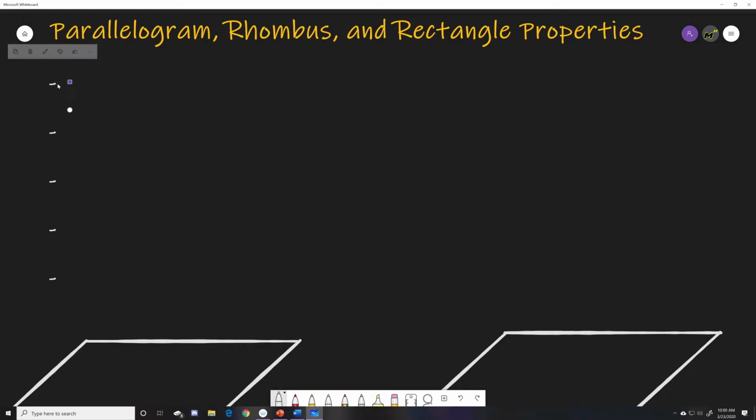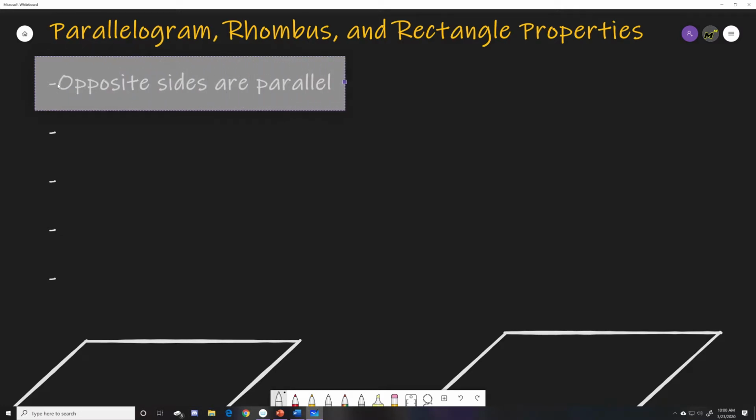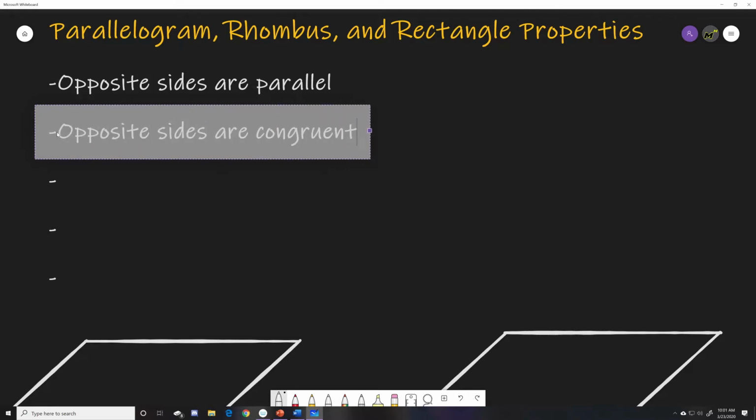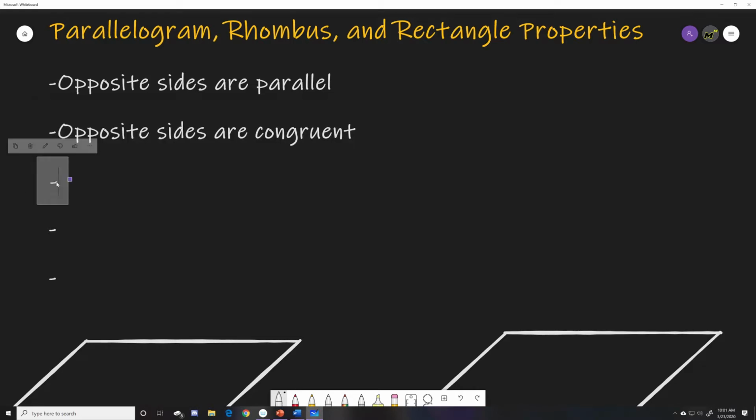So the first one is opposite sides are parallel. And that's the definition, that both pairs of opposite sides, hey, they have to be parallel. That makes it a parallelogram. The second one, opposite sides are congruent. And so they're the same length, they're equal sizes, they're equal measurements, and they would be congruent.